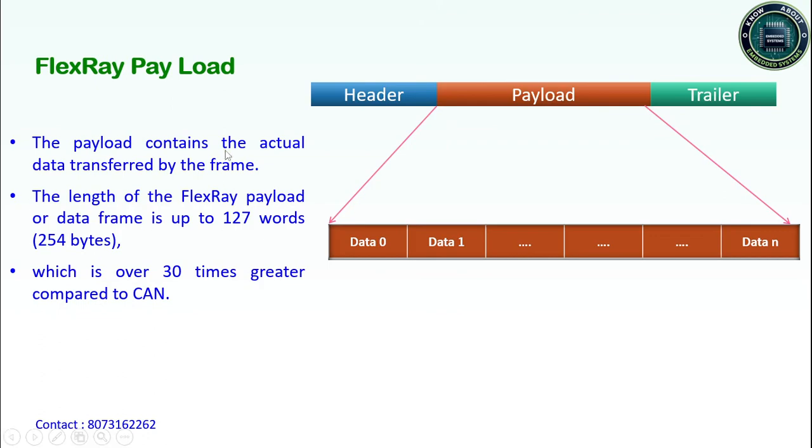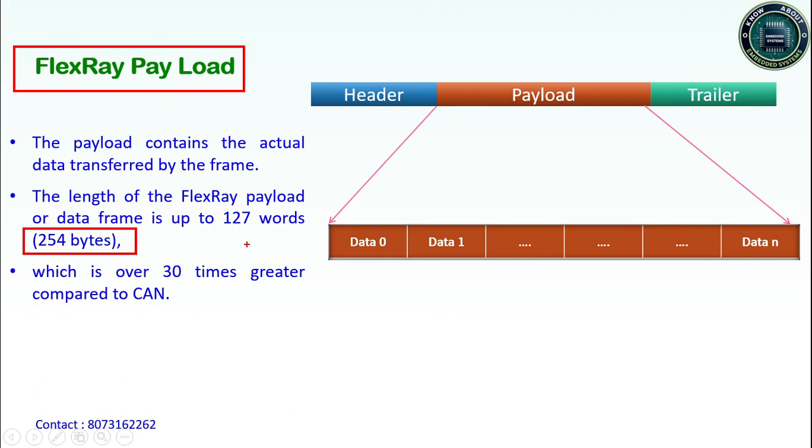The next important field in our FlexRay frame is the FlexRay payload. It's a very straightforward definition. What do you mean by payload? Payload means the number of bytes you are going to transmit. You can see here, in total you can transmit up to 254 bytes of data, 0 to 254, nothing but 255 bytes of data, with the help of FlexRay, which is about 30 times greater than CAN.